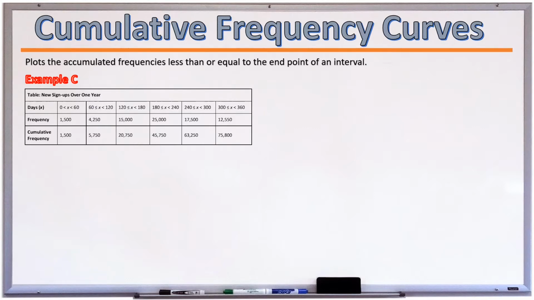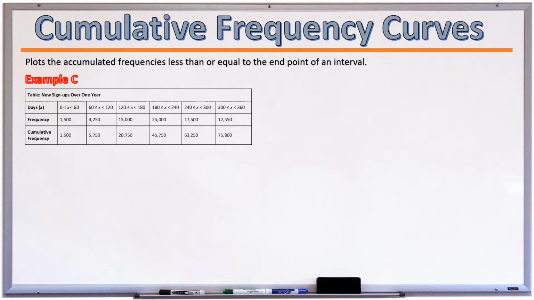In the third 60-day period, there were an additional 15,000 signups. So cumulatively, this would mean that there were 1,500 for the first 60 days, 4,250 for the next 60 days, plus 15,000 for the next 60 days. So in other words, 20,750 signups in the first 180 days. So we continue in this fashion until we have counted all of the observations over the entire 360-day period, and this is shown in the table below.